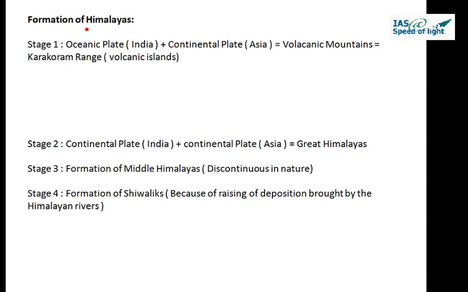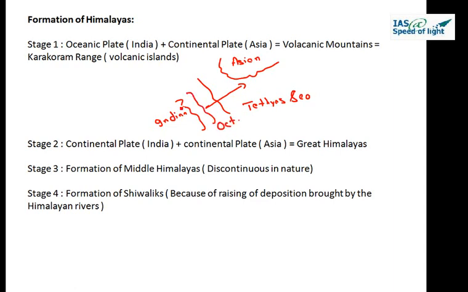Stage one was the oceanic plate of India and the oceanic plate of Asia. Suppose this is the Asian or Eurasian plate, and this was the Indian plate, and this was the Tethys Sea at that time. Now when the Indian plate was moving towards the Asian plate, it had a part of the oceanic plate as well. So the oceanic plate was there, and the continental plate was also there. When an oceanic plate converges with a continental plate, it subducts under it and leads to the formation of volcanic mountains.